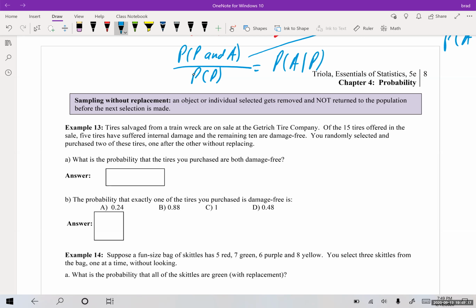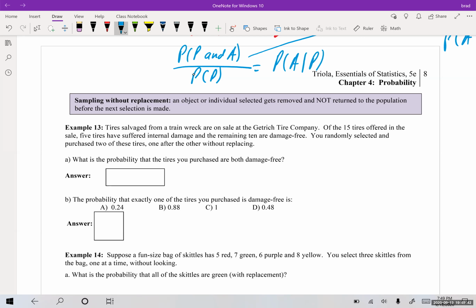Tires salvaged from a train wreck are on sale at Get Rich Tire Company. Of the 15 tires offered in the sale, 5 tires have suffered internal damage and the remaining 10 are damage-free. You randomly select and purchase 2 of these tires, one after the other without replacing. So this is a dependent event because when we draw a tire out, there'll be a different amount of tires from the last time, right? So let's work with this here.